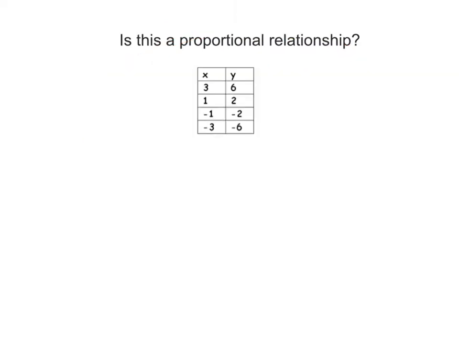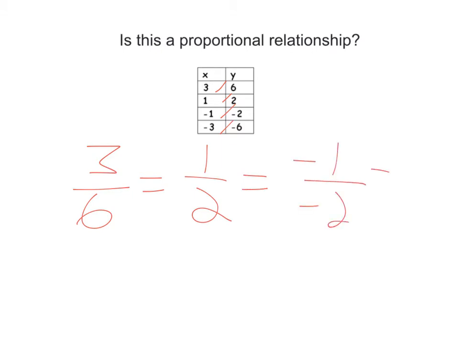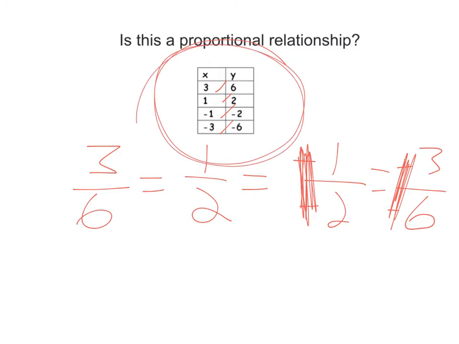Is this a proportional relationship? Once again, let's make them into fractions and see. Is 3/6 equal to 1/2 equal to -1 over -2? Well, the negatives cancel each other out when you have a negative divided by a negative. So yes, these are all equal. 3/6 is the same as 1/2. So this is a proportional relationship.